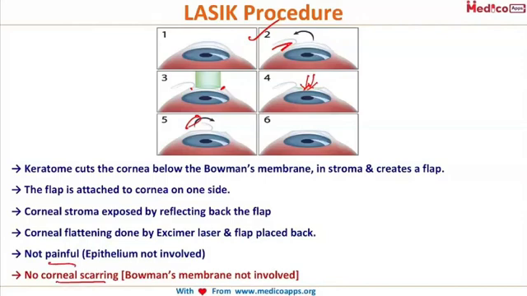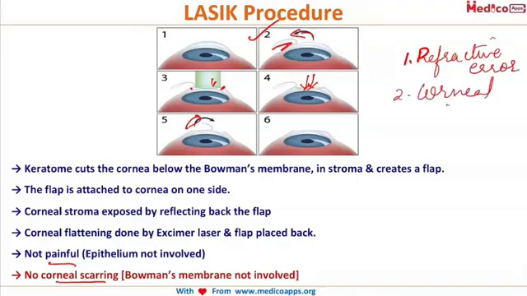Okay, is this procedure clear? First you create a flap and you ablate the stroma. The stromal thickness, how much it should be ablated, is decided based on number 1, the refractive error, and number 2, the corneal thickness. These two decide how much of the stroma you are going to ablate. Okay, then again the flap is placed back in its anatomical position.